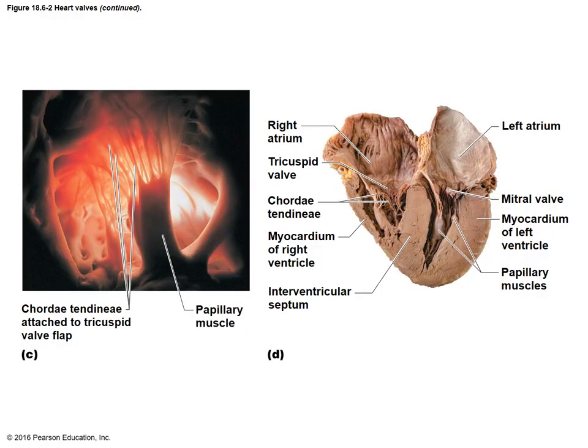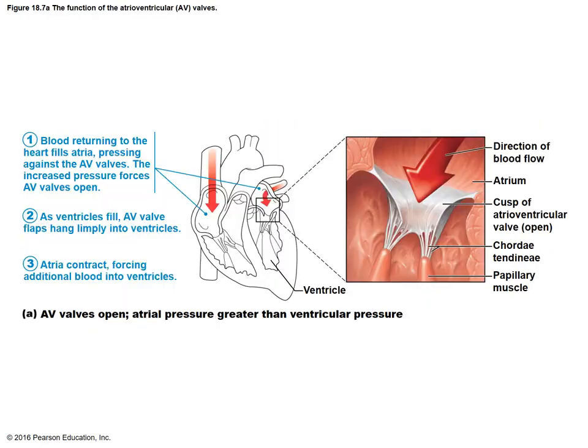This shows a picture showing those chordae tendineae and the papillary muscles, both in the picture as well as on a dissected heart. The chordae tendineae are very easy to see when you do a dissection. They look like little threads, little strings, if you will.